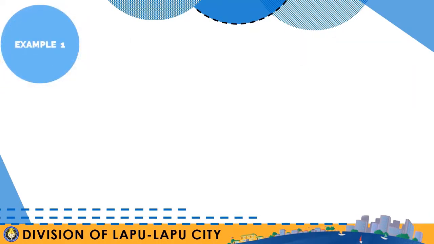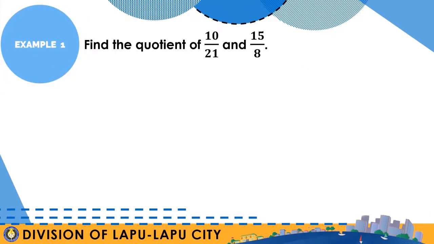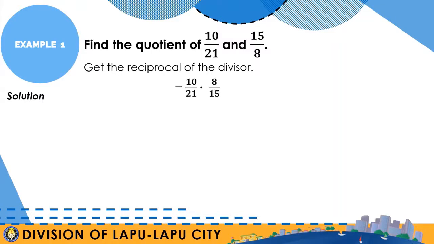Example. Find the quotient of 10/21 and 15/8. Solution. Get the reciprocal of the divisor. The reciprocal of 15/8 is 8/15. Now we have 10/21 times 8/15.